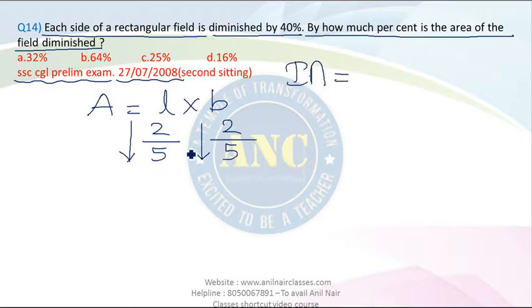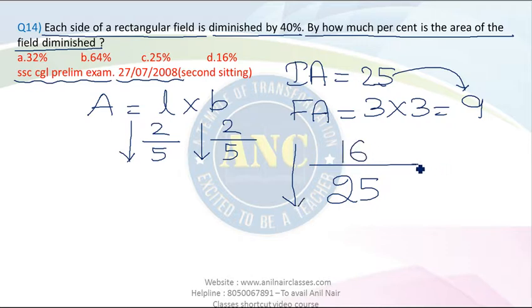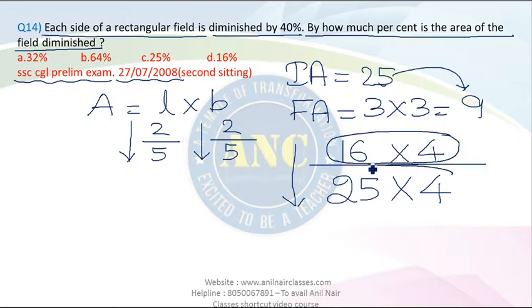Initial area is 5 into 5, is 25. Final area: from 5 there is a decrease of 2, it is 3. From 5 there is a decrease of 2, it is 3. Final area is 9. Initially it was 25. 25 is becoming 9. There is a decrease of 16, but I want to express in percentage. Multiply denominator by 4, multiply numerator by 4. 16 into 4 is 64 divided by 100. Answer is 64%. See how beautiful this method is, so fast when I know 40% as 2 by 5. I hope I am making sense.